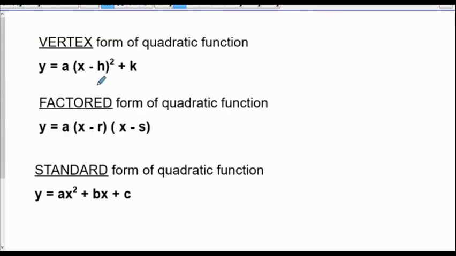Okay, so once again, here are the 3 forms that we need to know for Math 11. We have the vertex form, we have the factored form, and we have the standard form. I will mention that a is in all 3, and it's the same value. So if you know a in the first one, it applies to the second and the third. Let's see if we can use this to solve.